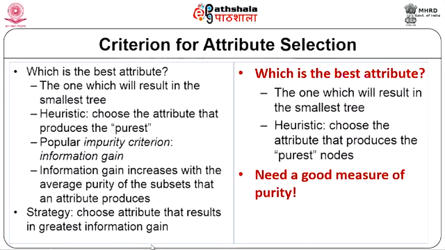Now, this is the crux of it: you have to choose one that results in the smallest tree and the purest nodes. A good measure of purity, as we have already discussed, is what is called the information gain. So, when will purity be the maximum and when will it be minimum? We did not discuss when it will be minimum or maximum; these are questions we have to answer. As we already saw, information gain is one such measure.